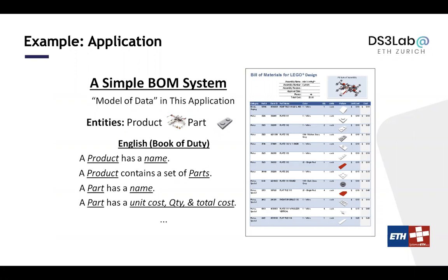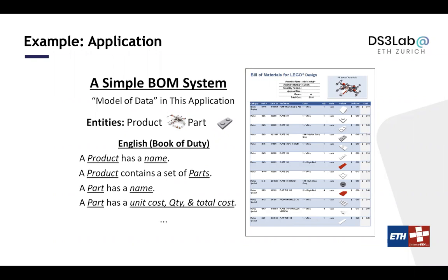you can write down your requirements in English in your mind. What are the data I want in the application? I want to have a product. A product has a name. A product has a whole bunch of parts. Each part has a name, and so on and so forth. But this is English. This is not something a machine can understand.